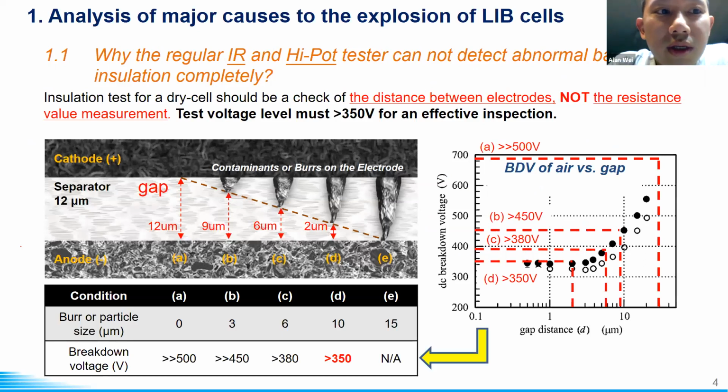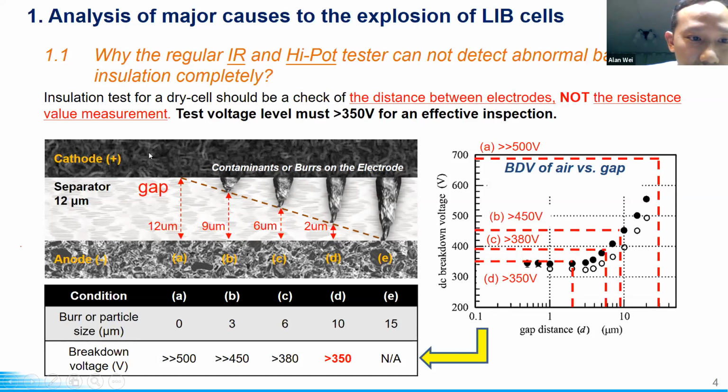First, why can the regular IR meter or hipot tester not detect the abnormal battery insulation completely? First, we want to tell you this very important idea: the insulation test should check the distance between the electrodes, not the resistance value measurement. And we are talking about why.